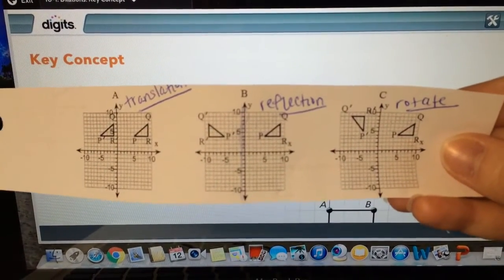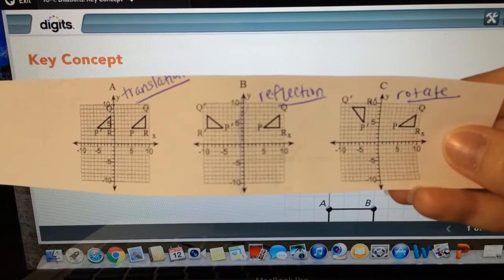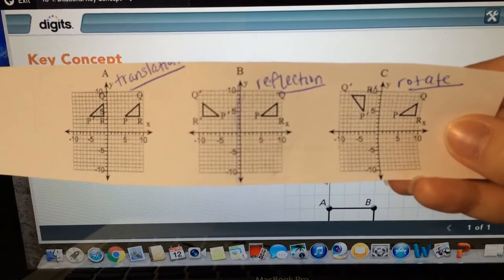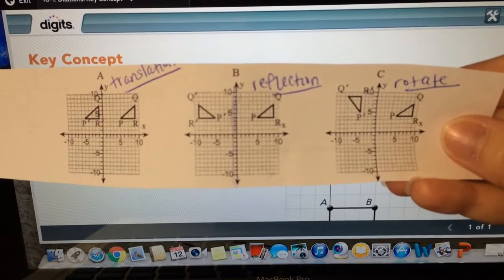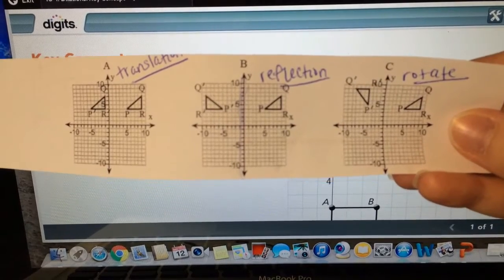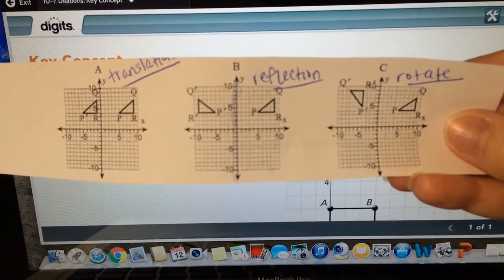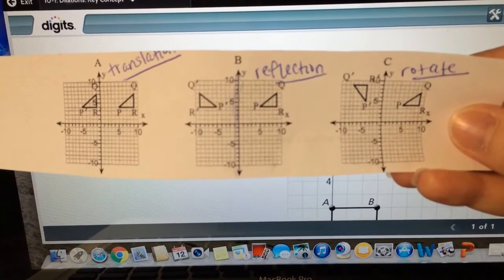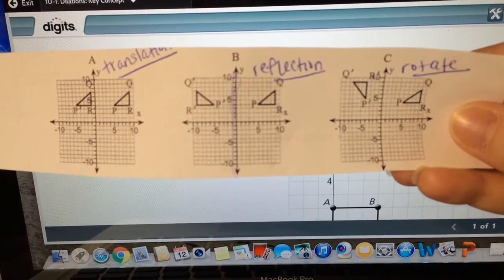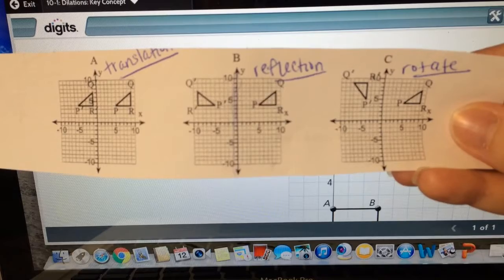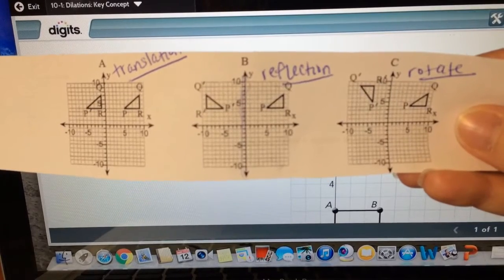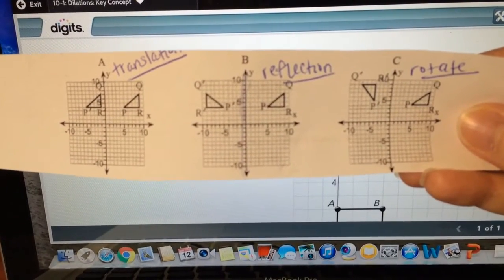And then the rotation over on the right, if you notice, PQR is in the first quadrant, and the image figure, P prime, Q prime, R prime, is in the second quadrant, which means that was a 90-degree rotation. Notice with all of these transformations, translations, reflections, and rotations, all of the figures after the transformation stay the same shape and size, and all of the angles are the same. Angle Q is the same as angle Q prime. Angle P is the same as angle P prime. Angle R is the same as angle R prime. That's the same in all of these types of transformations.